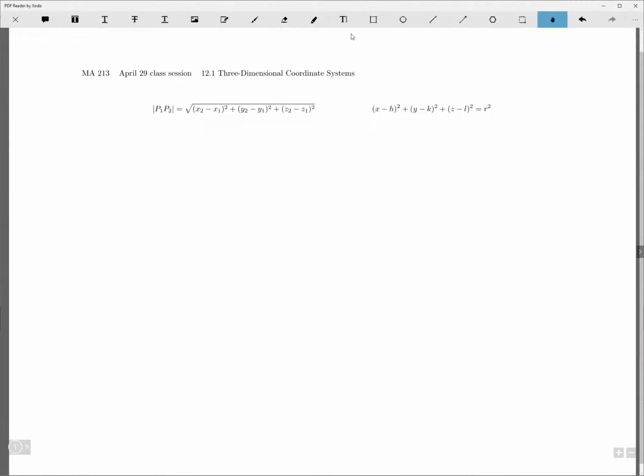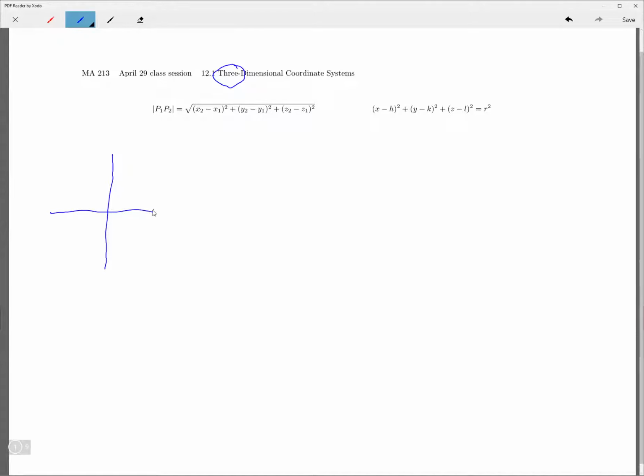So 12.1 is getting into the three-dimensional coordinate system, three dimensions instead of two dimensions. As you know, with the two-dimensional coordinate system, you have the X axis and the Y axis. For the X, this is the positive direction and this is the negative direction. And for the Y, this is positive, this is negative.